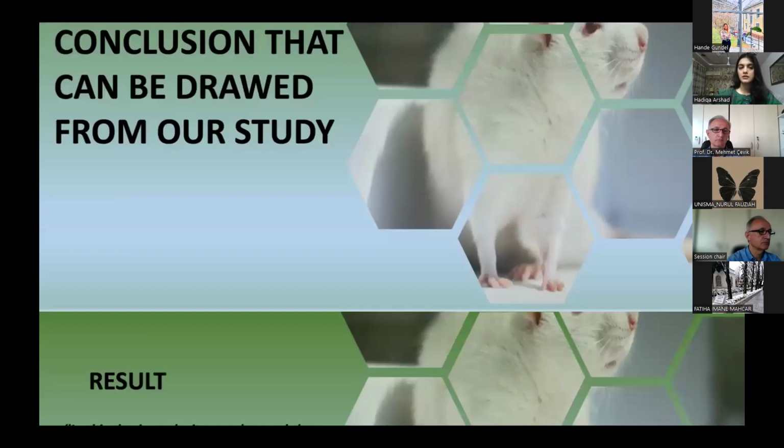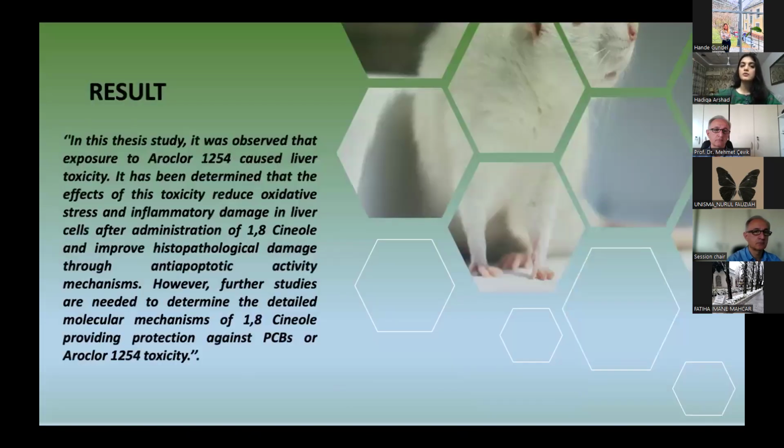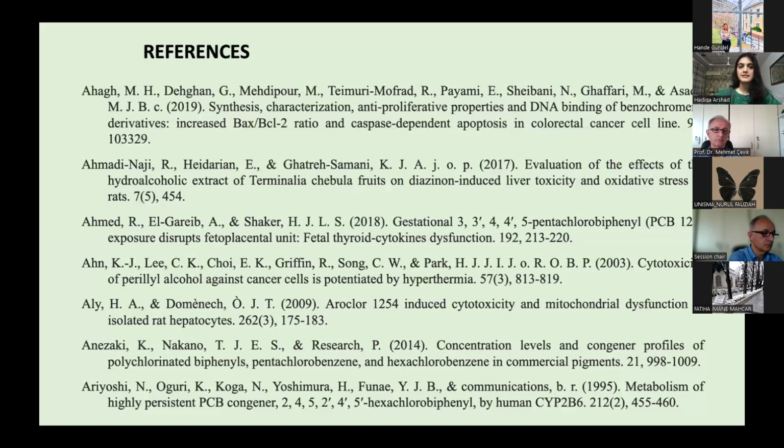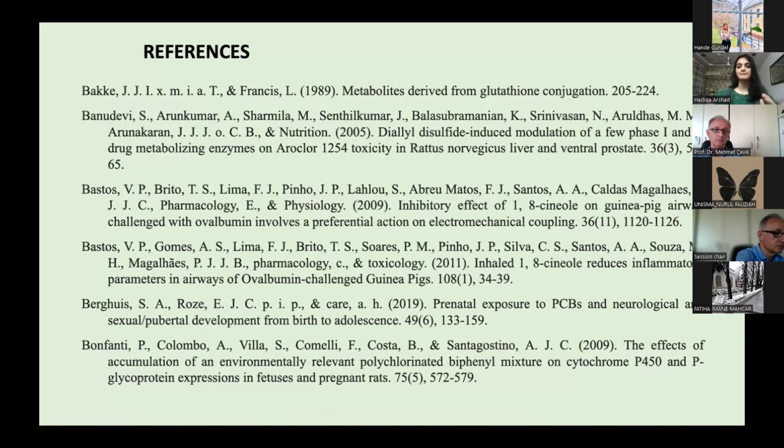So what can be the conclusion? In this study, it was observed that the exposure to the Aroclor 1254 caused liver toxicity. It has been determined that 1,8 cineole reduces oxidative stress and inflammatory damage in the liver cells after administration and improves histopathological damage through anti-apoptotic activity mechanisms. However, further studies are needed to determine the detailed molecular mechanisms of 1,8 cineole providing protection against PCBs or Aroclor 1254 toxicity. So these are the references, and thank you.